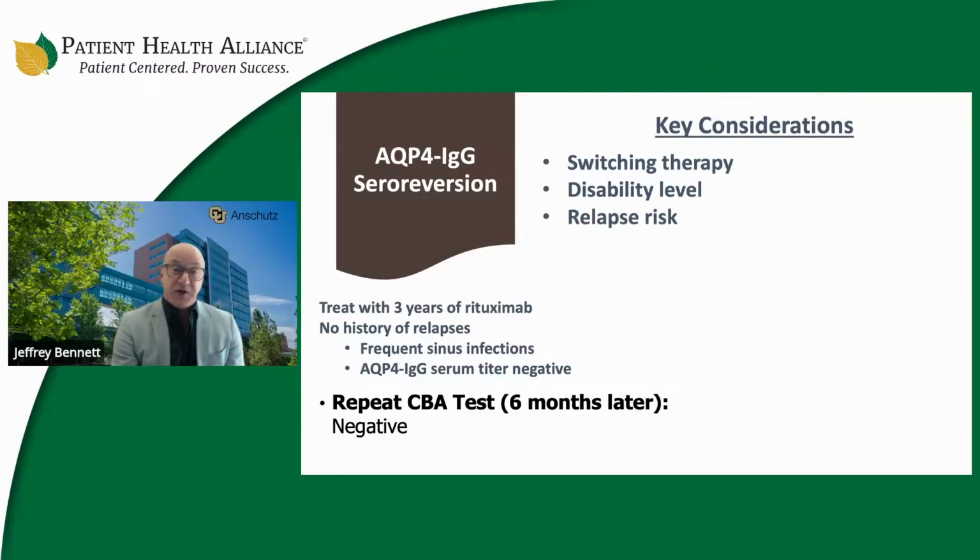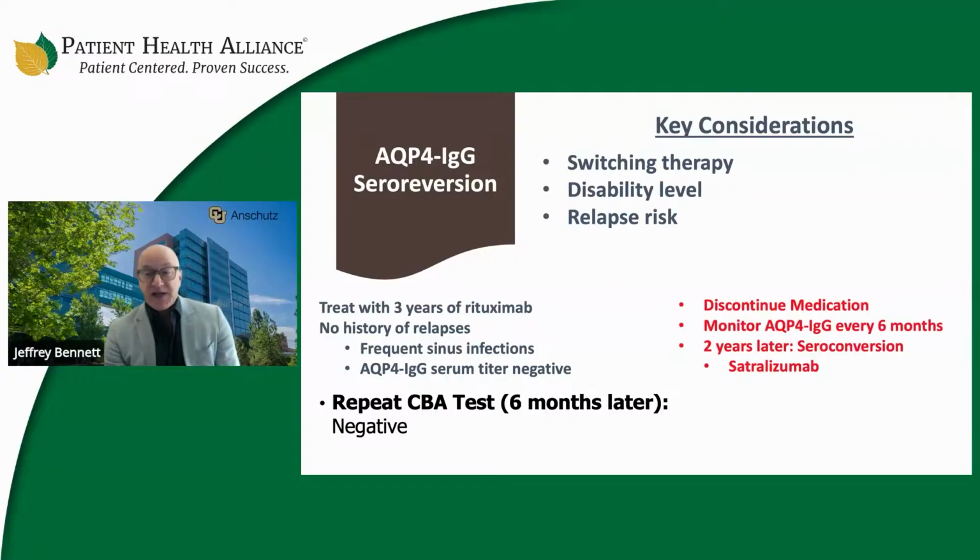Our considerations included switching therapy due to her infections, assessing in the background her really negligible disability level, and what her relapse risk might be because of her aquaporin 4 IgG serum titer going negative. This patient, with consultation, decided to discontinue medication and monitor her serostatus every 6 months. 2 years later, she seroconverted back to aquaporin 4 IgG positive and returned to treating, this time with satralizumab.